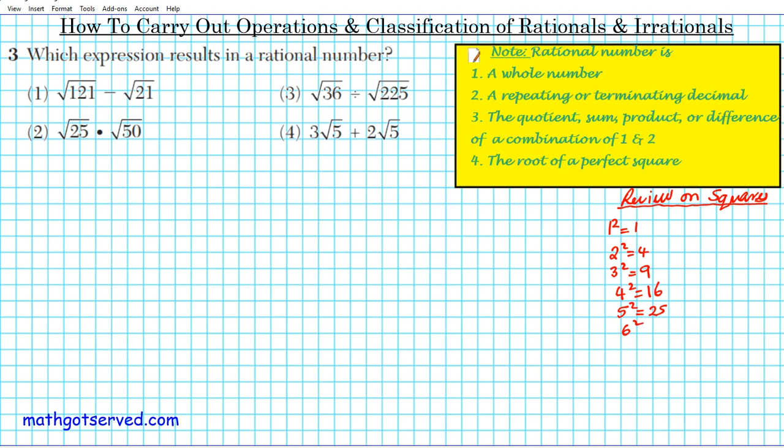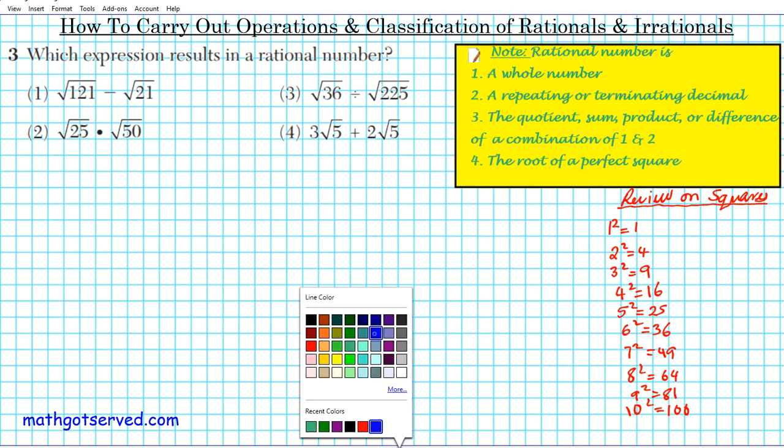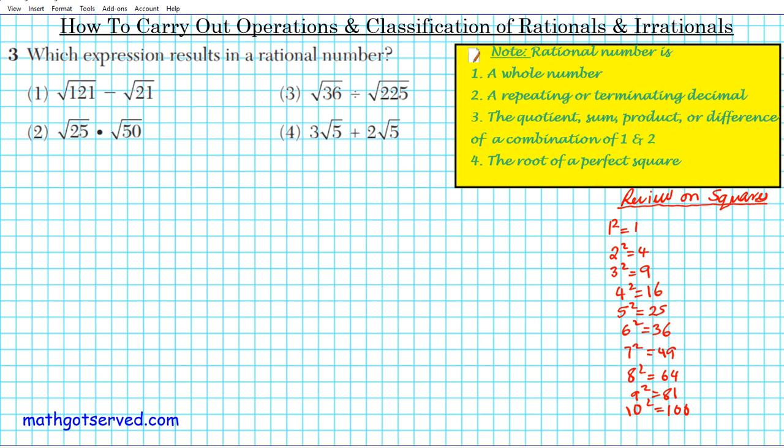6 square is 36. 7 square is 49. 8 square is 64. 9 square is 81. 10 square is 100. It's good for you to memorize your squares, from 1 to 15 at least. It will really help you to carry out computations involving operations and radicals and also simplification of radicals.